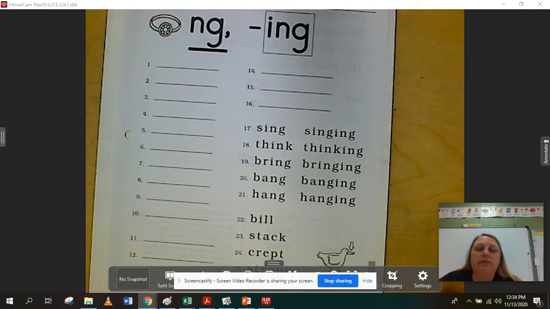Number 3, write the initial sound for the word egg. I like eggs. Write the initial sound for egg. All right, number 4, write all the sounds that make the k sound. Write all the sounds, the beginning and the final sounds that make the k sound.